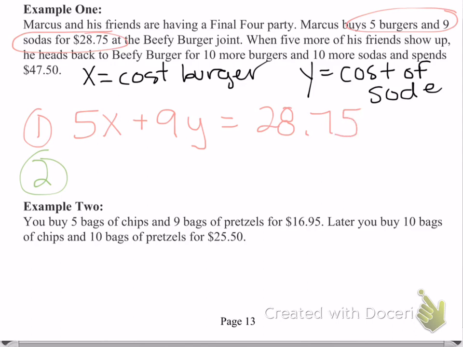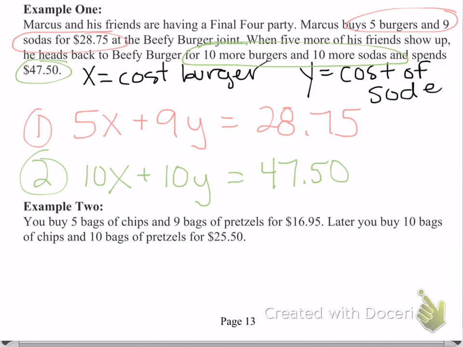$28.75. Our next one, he goes back again, gets 10 more burgers and 10 more sodas, and spends a total of $47.50. That's going to be the same setup, because you have those 10 burgers that he bought, but you don't know for how much. That's where your X comes into play. He combines that with 10 more sodas at a cost we still don't know, and that equals the total amount he spent during his second trip, which was $47.50.